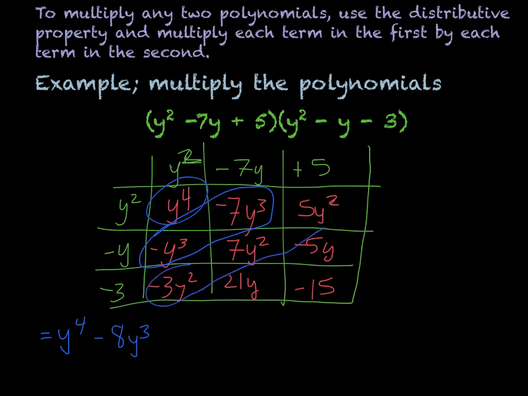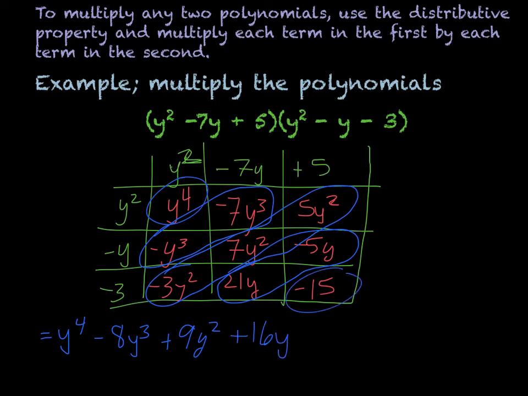Put my y squareds together. Negative 3y squared plus 7y squared plus 5y squared. So that's 12 minus 3 is 9y squared. And then I put my y's together. 21 minus 5, which is a 16y. And then my constant term is minus 15. So that's your final answer.